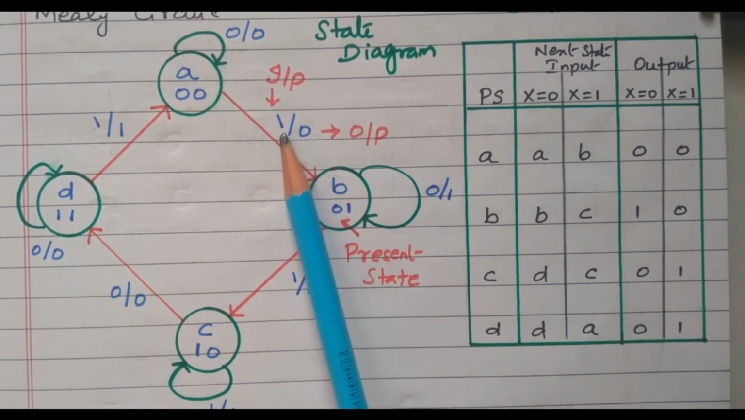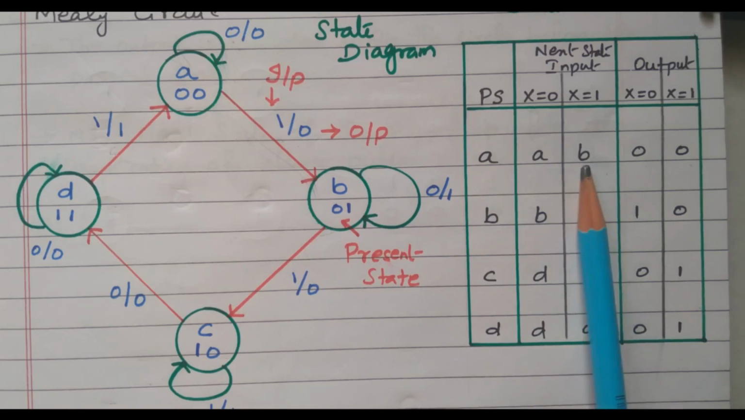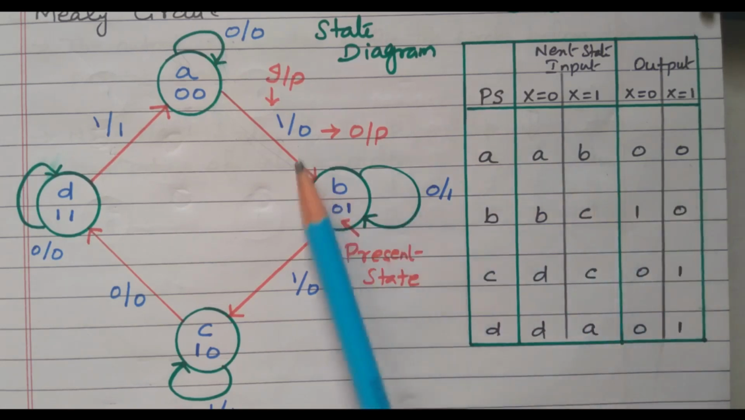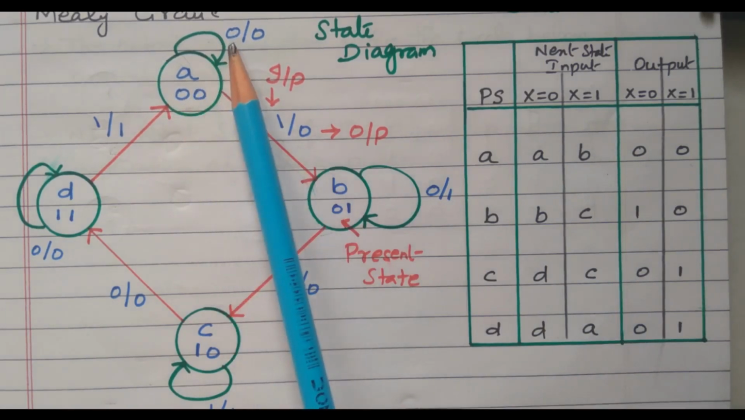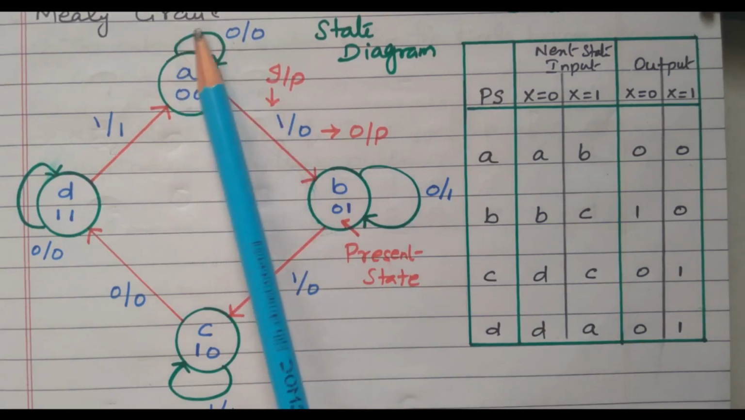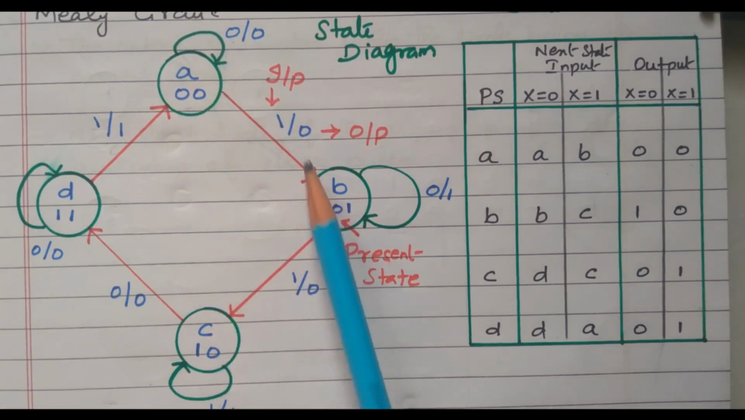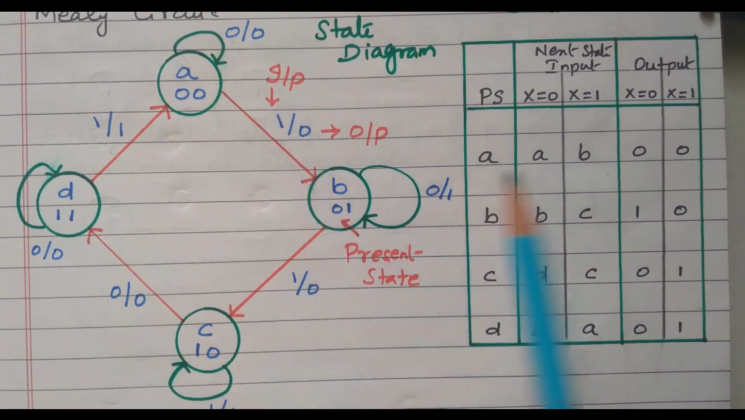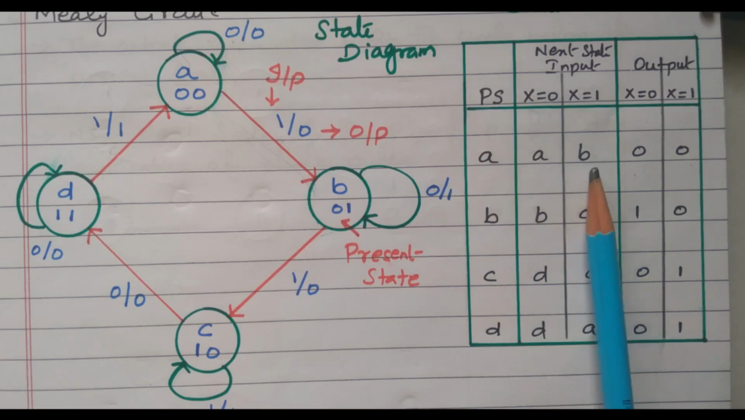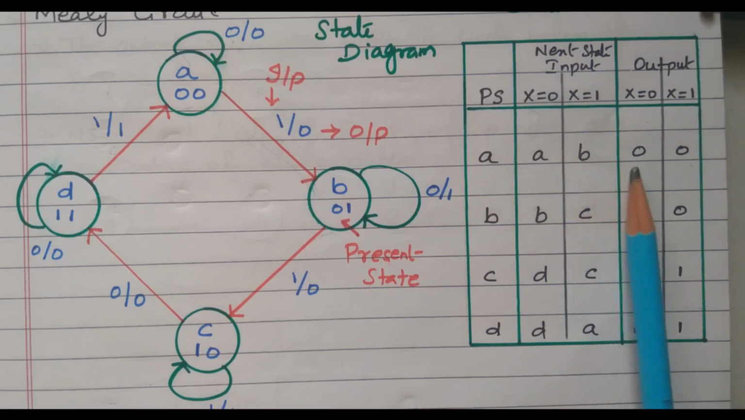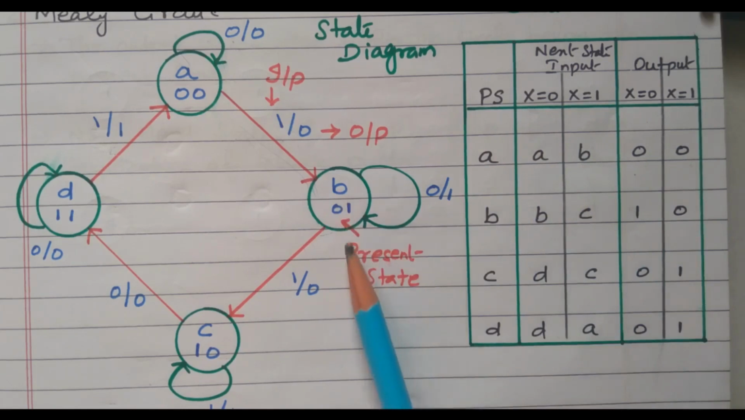Right? When x equal to 1, A goes to B, and for that the output is 0. So when x equal to 0, the output is 0 and A goes to A itself. When x equal to 1, A goes to B, and the output is 0, that is given here. A to A when x equal to 0, A to B when x equal to 1, and the output is 0. Right? Now we will go to the second state.